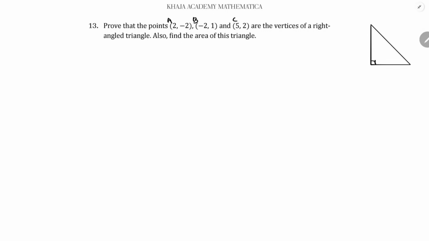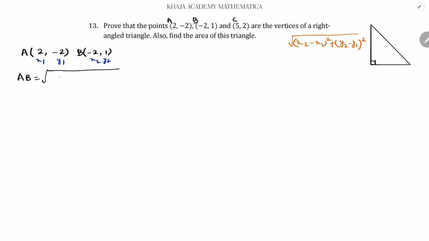So I'll use the distance formula. First I'll find the length of all the three sides. Distance formula is the square root of (x2 minus x1) whole square plus (y2 minus y1) whole square. So first I'll find the distance for A and B. A is (2, -2), B is (-2, 1). So if I consider these as x1, y1, x2, y2, I'll find the AB distance.